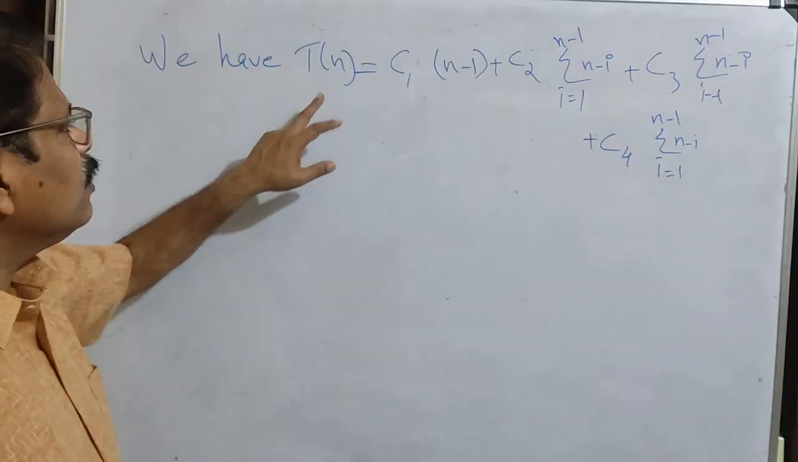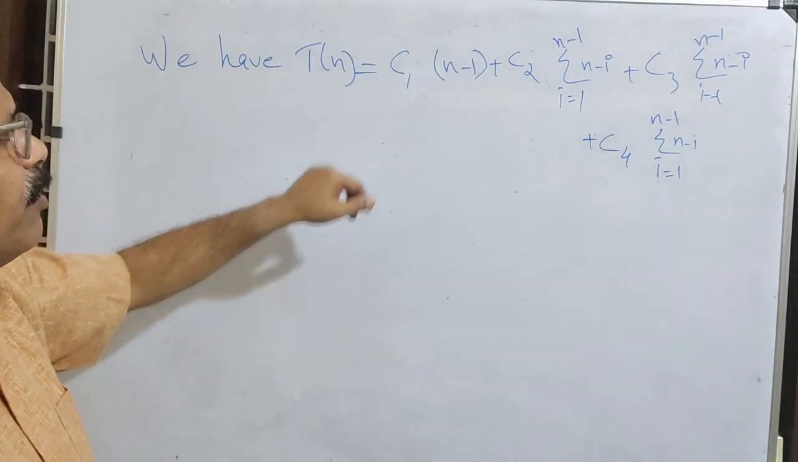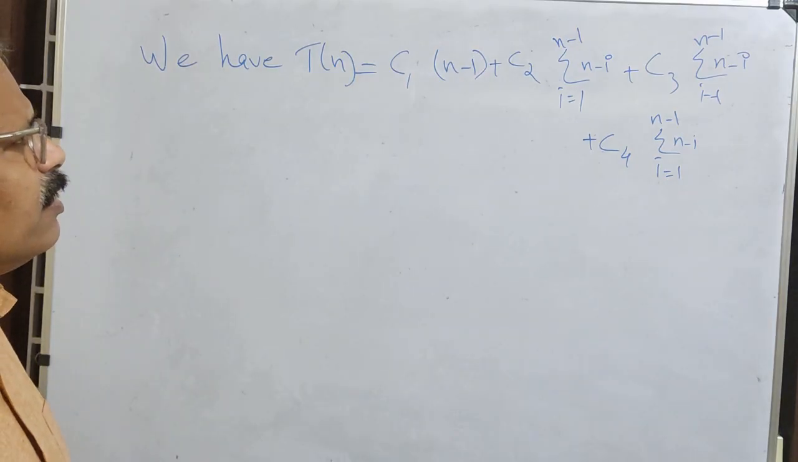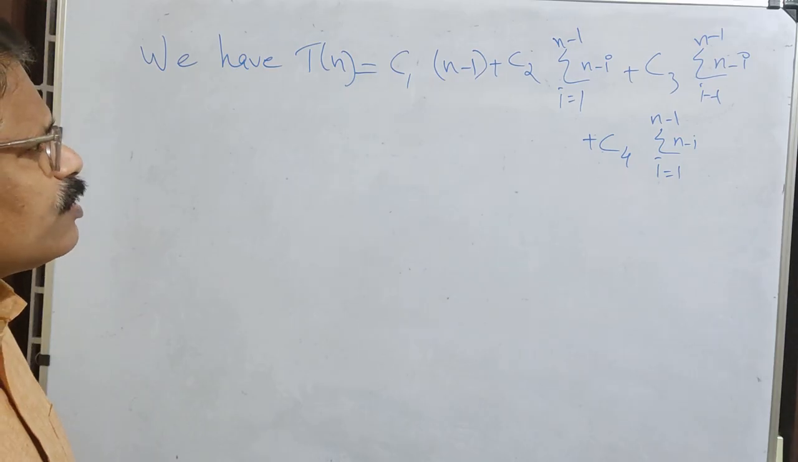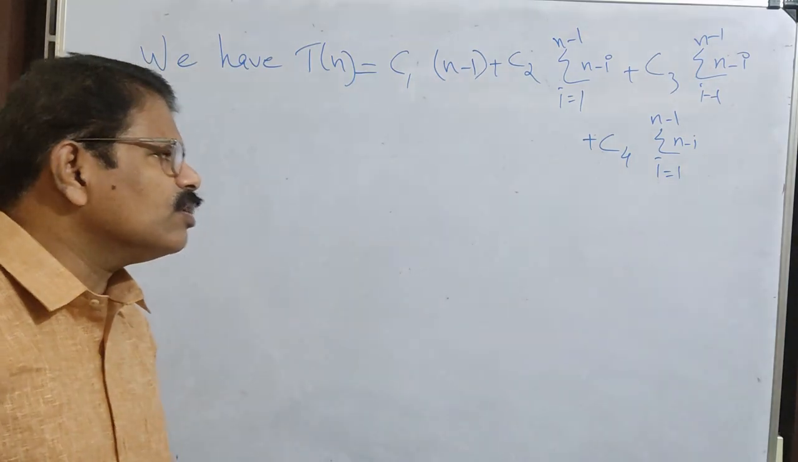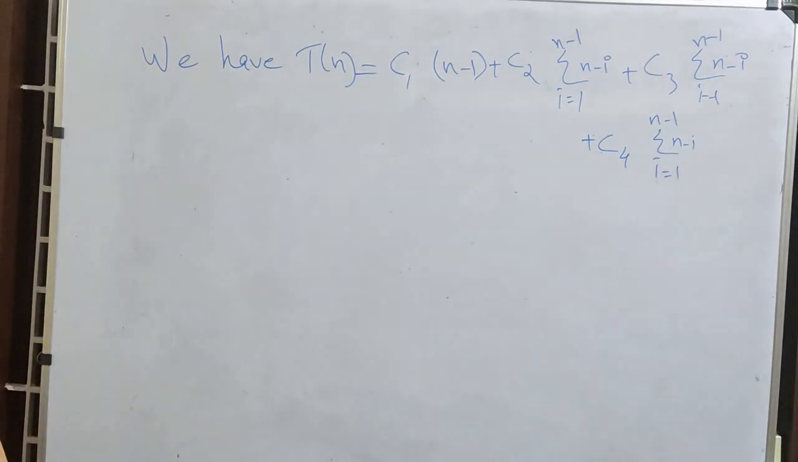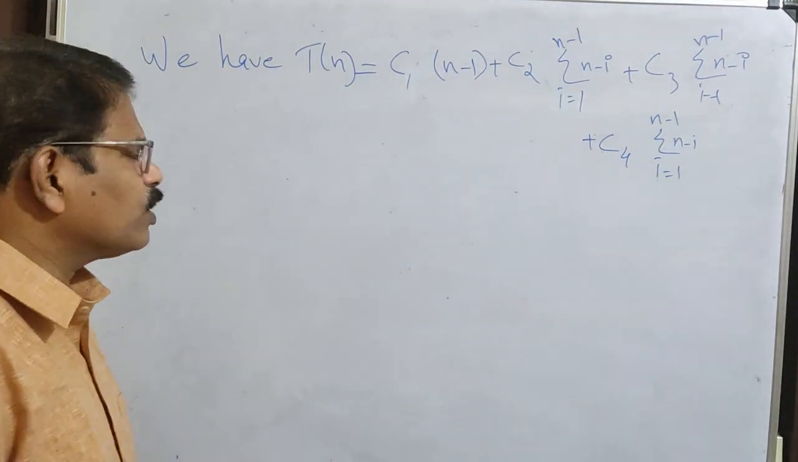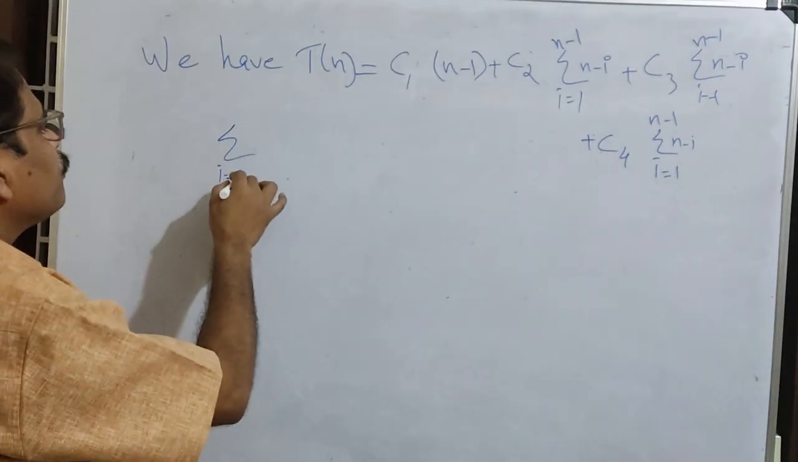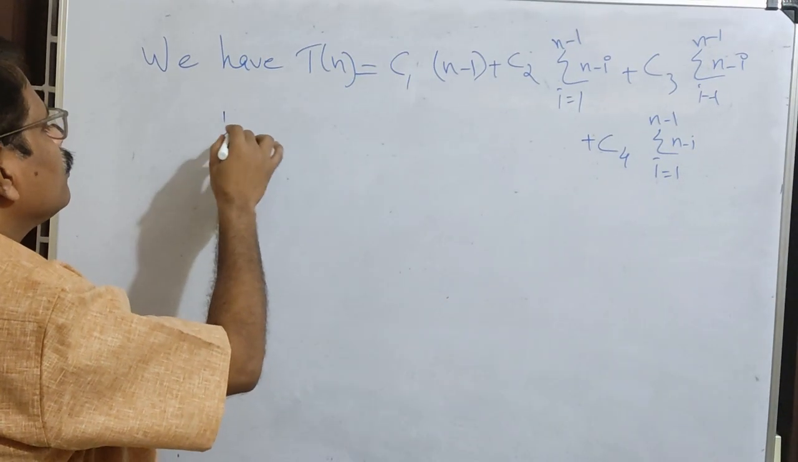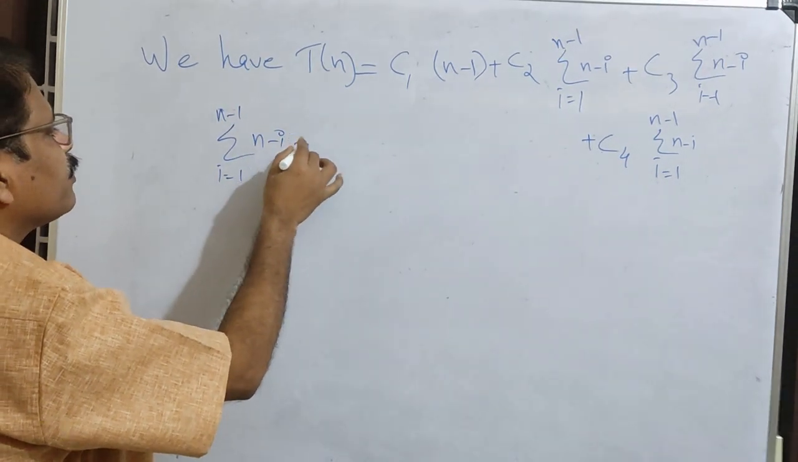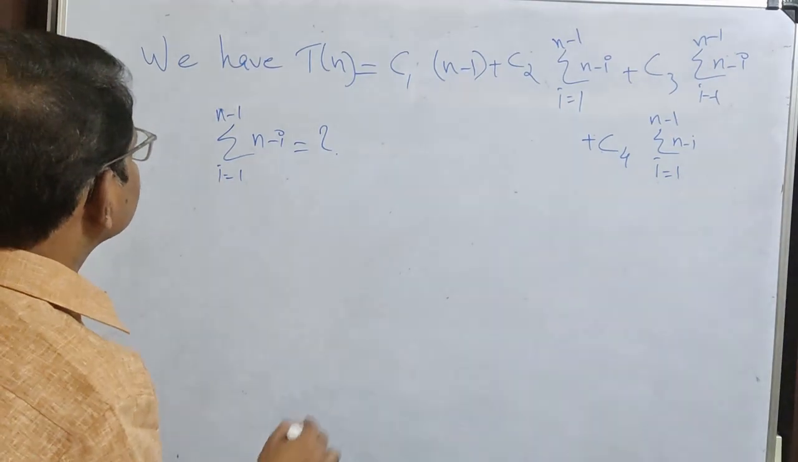We have T(n) equal to C1 into n minus 1 plus C2 into sigma i equal to 1 to n minus 1 of n minus i plus C3 into sigma i equal to 1 to n minus 1 of n minus i plus C4 into sigma i equal to 1 to n minus 1 of n minus i. Then our question is, what is sigma i equal to 1 to n minus 1 of n minus i? This is the question.